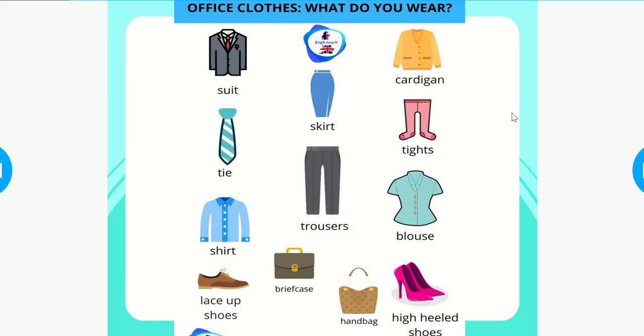Now let's move to work. What clothes should you wear to the office? A suit, skirt, cardigan, tights, tie, shirt, trousers, blouse, lace-up shoes, briefcase, handbag, high-heeled shoes.